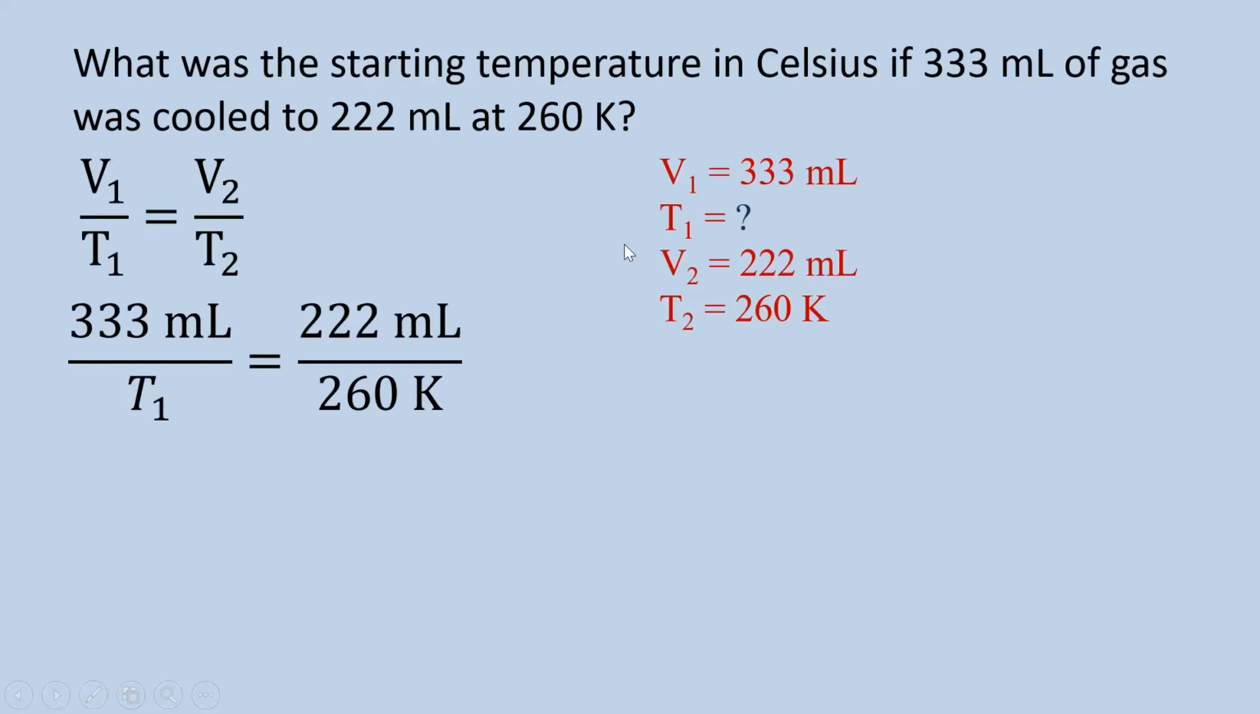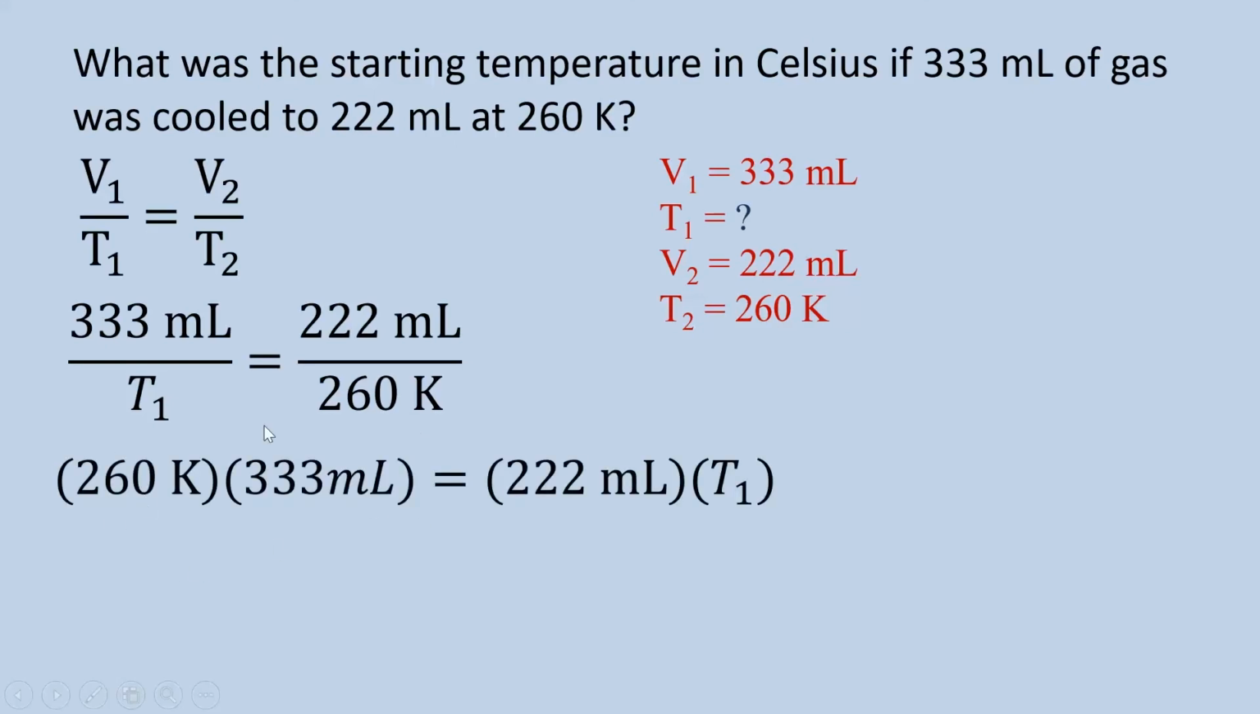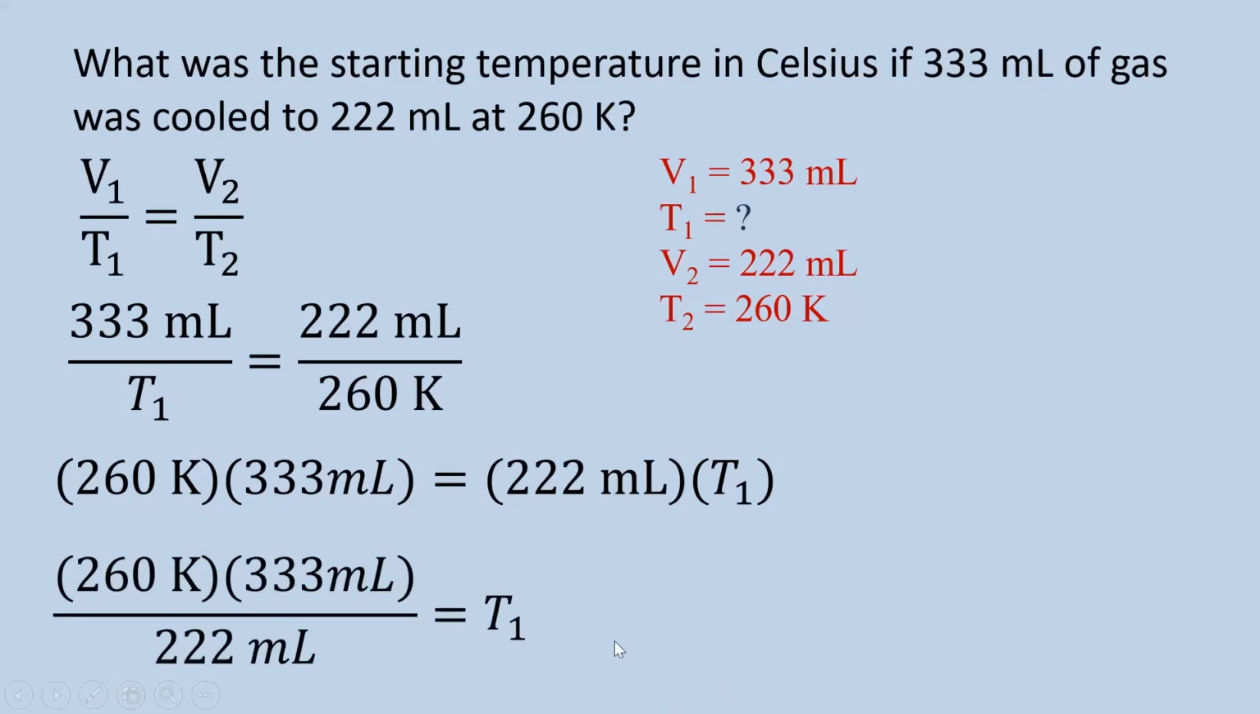Now this algebra is a little bit more difficult than the last one because there's a couple steps, so I'm just going to show you what we're really doing here. We're going to multiply by 260 to this side to get rid of it on the bottom, and multiply by T1 on this side to get rid of it on the bottom. Then we get left with this whole deal. Then the final step will look like this as your setup.